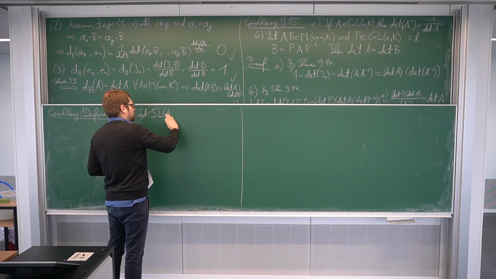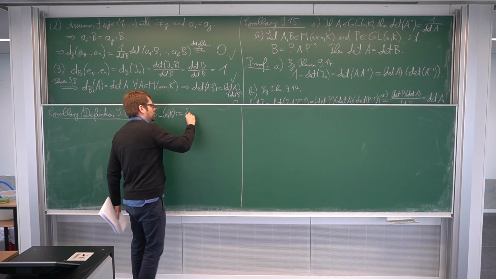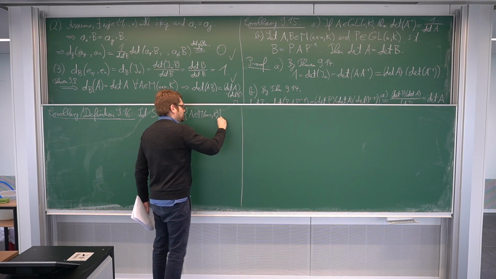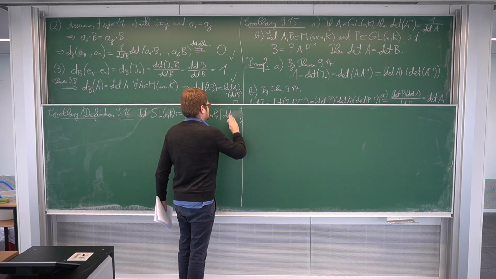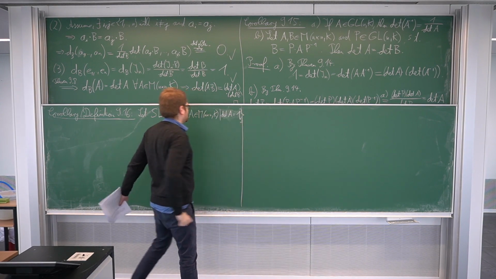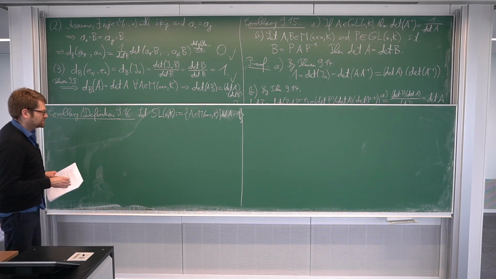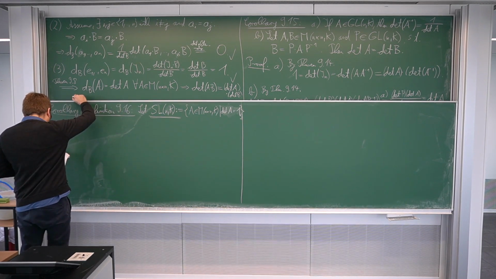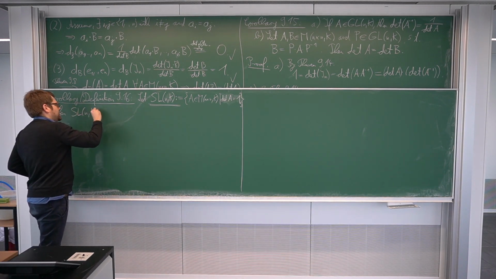SL(n, K) is defined simply to be the set of all A in M(n×n, K), so all square matrices, such that the determinant of A is equal to 1. So all matrices of determinant 1. Of course, if the determinant is 1, it's non-zero, so all matrices are invertible. This is something that we get for this, but this is the definition part. I want to introduce this term here, SL(n, K). And it turns out then SL(n, K) is a group.